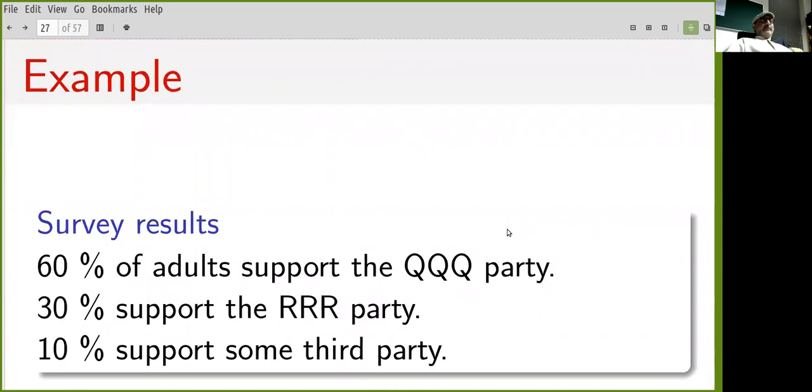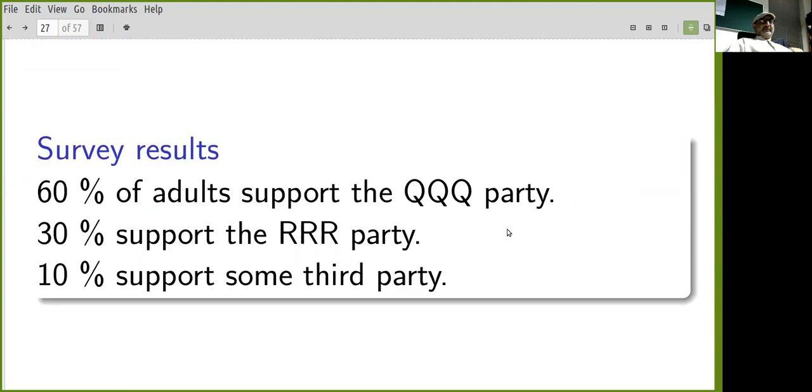Okay. Now, one place where this total probability idea gets used is in the simple analysis of survey results. So let's say that 60% of adults support the QQQ party, 30% support the RRR party, and 10% support some other party, whatever. Might be multiple parties, but that 10% support is divided.